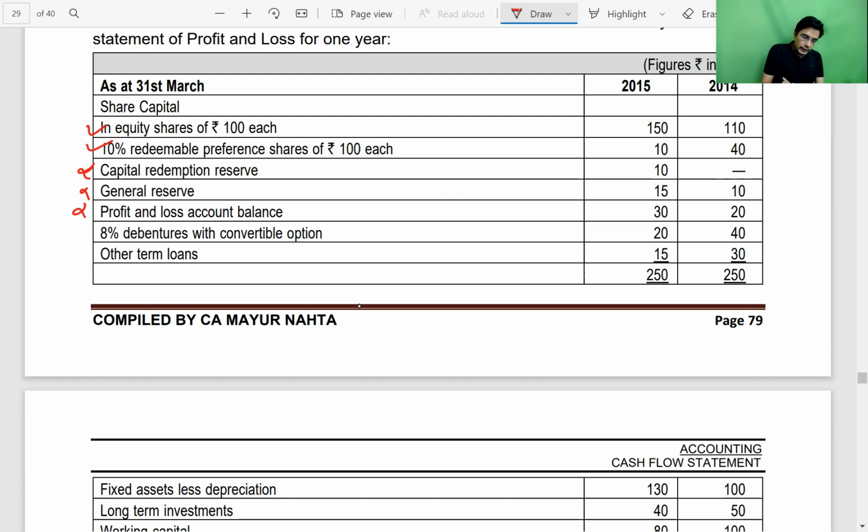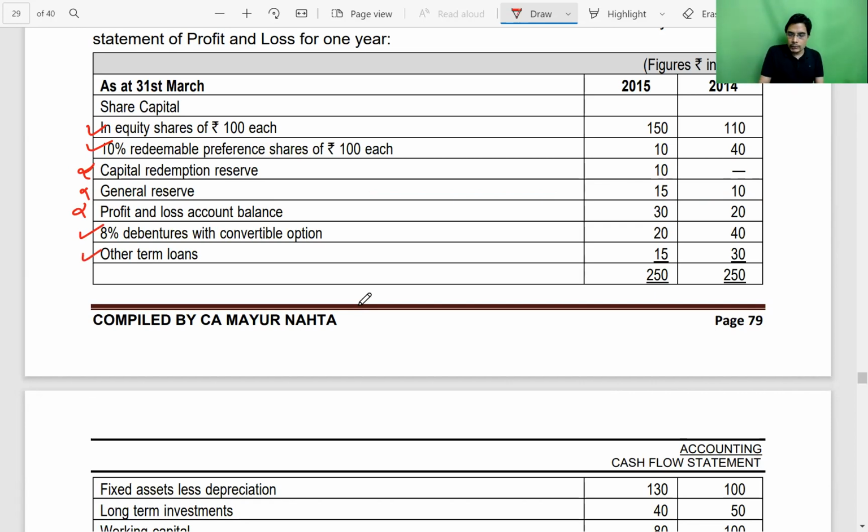Okay, fine. Next, debenture. Guys, 40 say the debenture became 20. So we have redeemed debenture by 20 lakhs, but the entire redemption was done by issue of equity shares. So it's a non-cash transaction. It will not affect the cash flow statement.